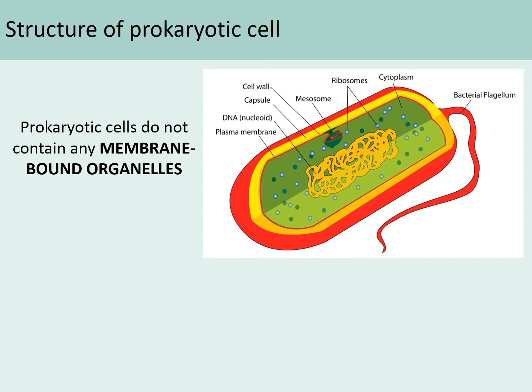Now, in eukaryotic cells, you'll find structures like mitochondria and the nucleus that are actually membrane-bound themselves. So there'll be a membrane that's going around the mitochondria. There'll be a membrane that goes around the nucleus, but you don't find that in prokaryotic cells. They do not contain membrane-bound organelles. They don't have that nucleus, which is the big difference between them, and that genetic information is just in the cytoplasm.